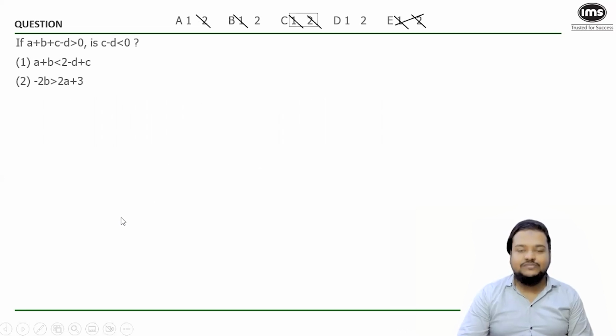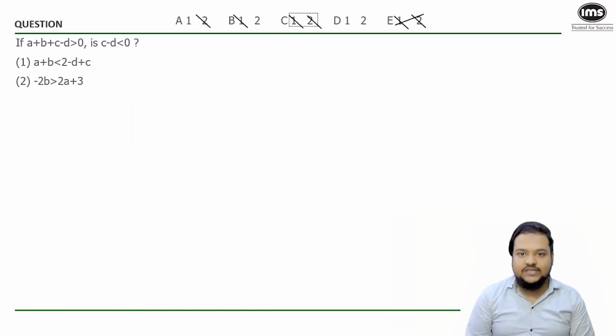Let's attempt this question. In this question, they are saying if a plus b plus c minus d is greater than 0, is c minus d less than 0? It is a clear indication that it's nothing but a yes/no data sufficiency question. For example, if I say, is your name Alex, what answer am I expecting? I'm expecting obviously nothing but a yes or a no.